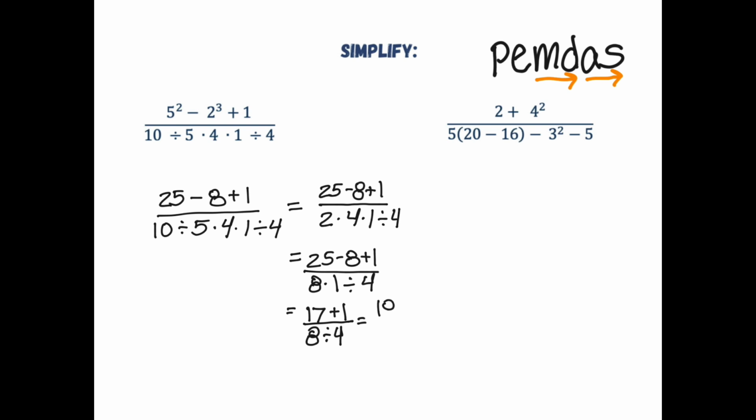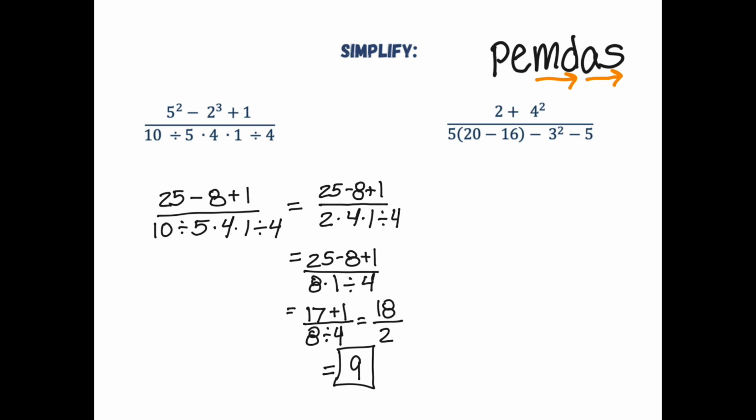From here, I'm going to simplify further. 17 plus 1 is 18. 8 divided by 4 is 2. Now I've fully simplified the top and bottom of my expression. So now that I've gotten rid of everything else, I can finally combine them. And I remember that the fraction bar is division, so 18 divided by 2 is 9.